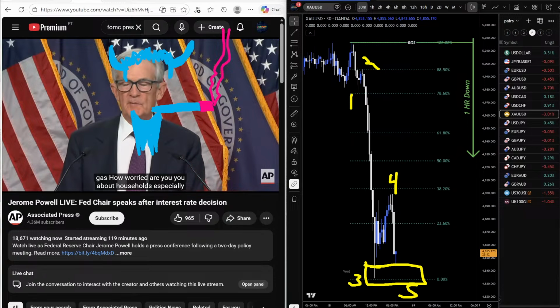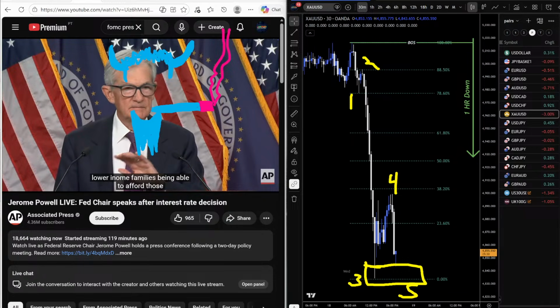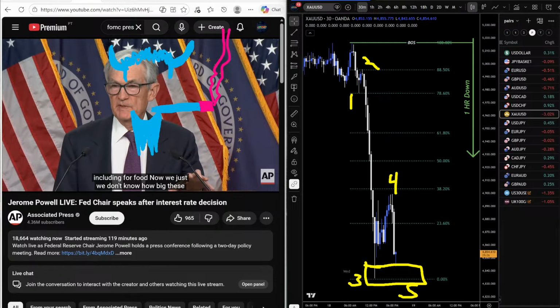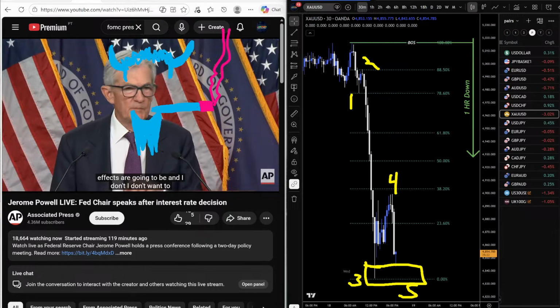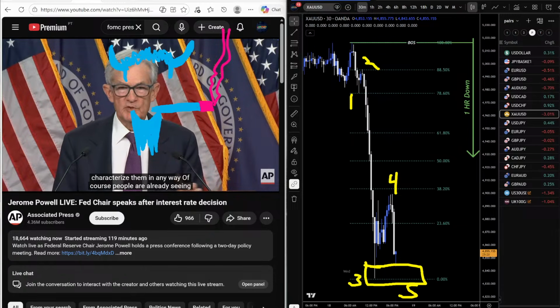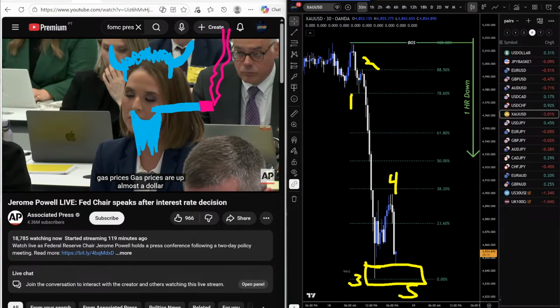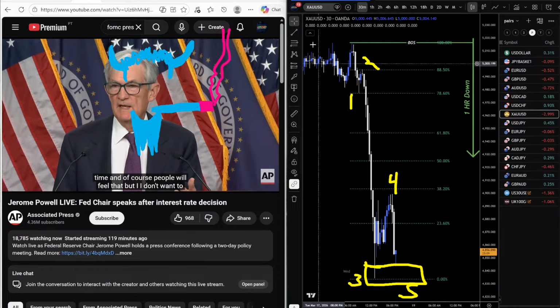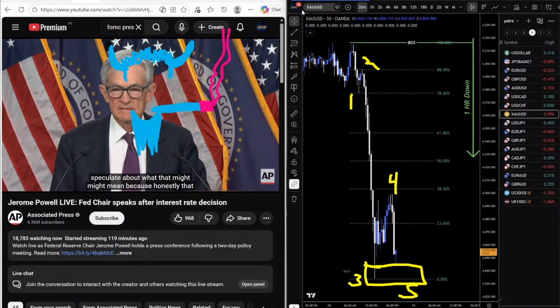We don't know how big these effects are going to be, and I don't want to characterize them in any way. Of course, people are already seeing gas prices. Gas prices are up almost $1 a gallon. We hope that isn't for a long period of time, and of course people will feel that, but I don't want to speculate about what that might mean, because honestly that would sound like I have some idea of what's actually going to happen, and I don't think anybody really does. We're going to see how this works out, and I just would leave it at that.